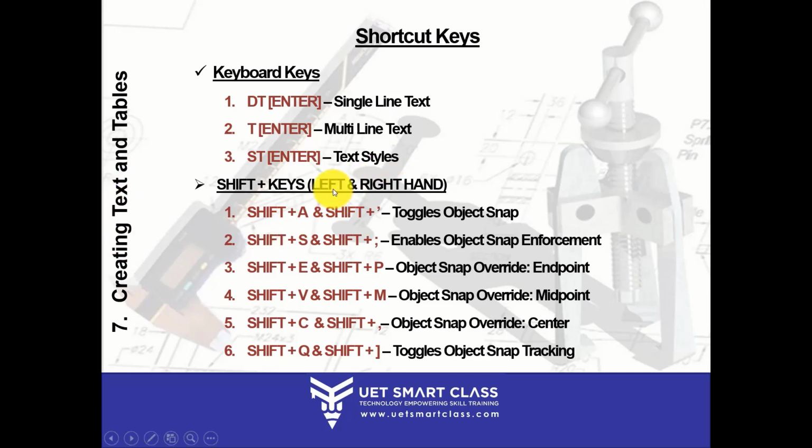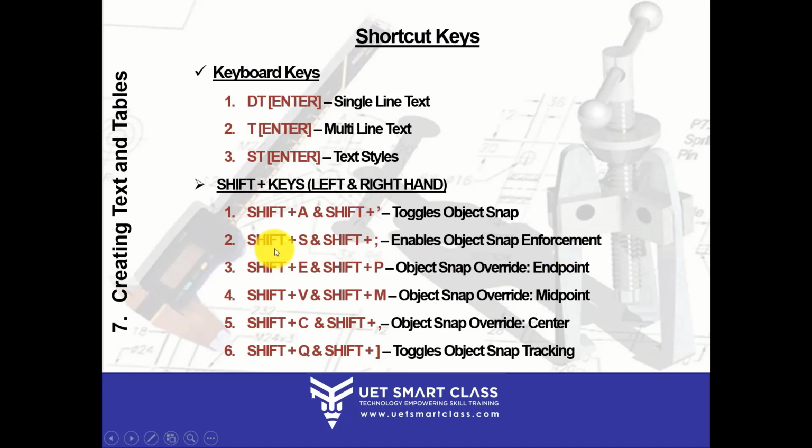When you're using your left hand or right hand, you must have noticed that you have two Shift keys, one on your right hand, one on your left hand. So you can use both hands, and the same function can be done both ways. The first function with Shift is toggle object snap. You can toggle object snap from left hand with Shift plus A and from right hand with Shift plus apostrophe, single apostrophe.